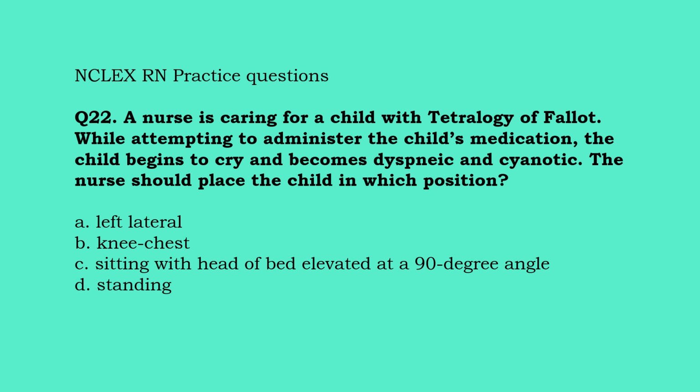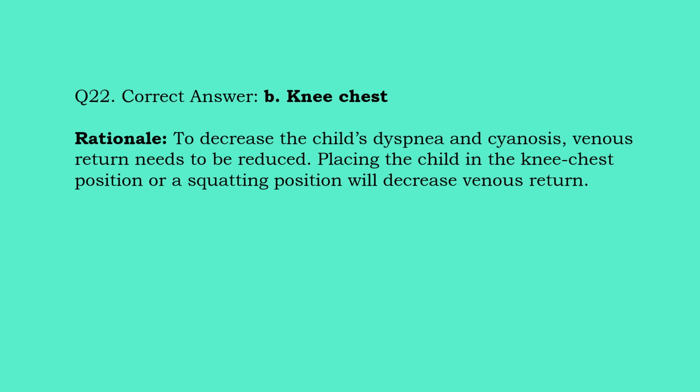A nurse is caring for a child with tetralogy of Fallot. While attempting to administer the child's medication, the child begins to cry and becomes dyspneic and cyanotic. The nurse should place the child in which position? A. Left lateral. B. Knee chest. C. Sitting with head of bed elevated at a 90-degree angle. D. Standing. Correct answer, B.